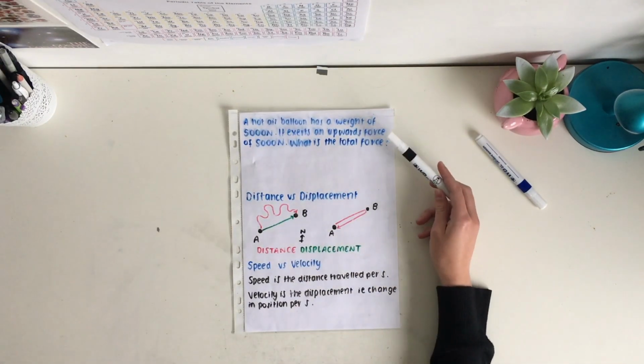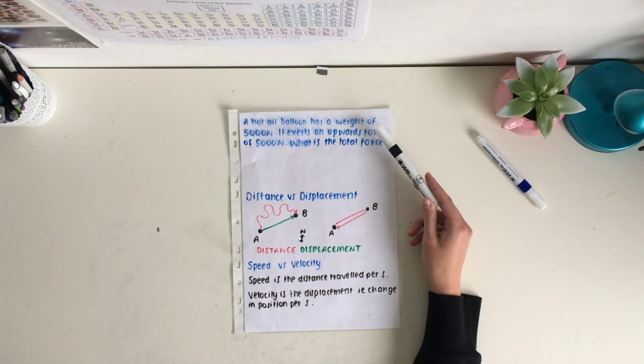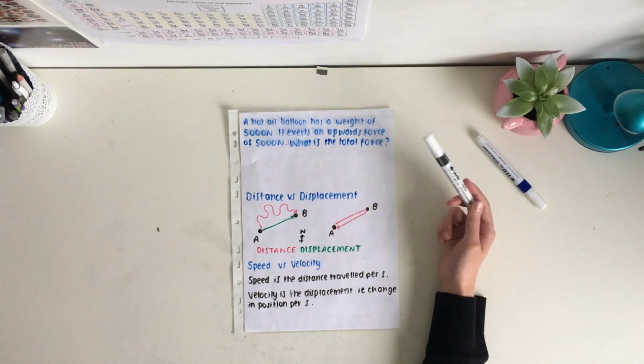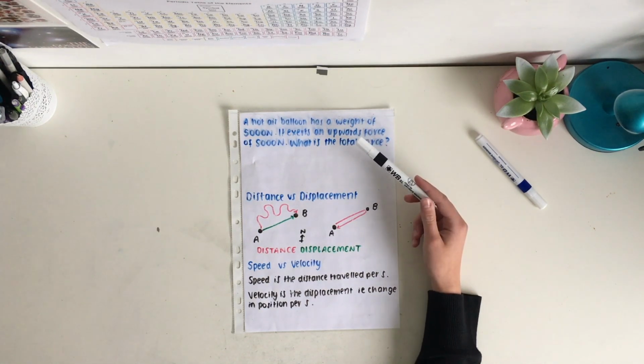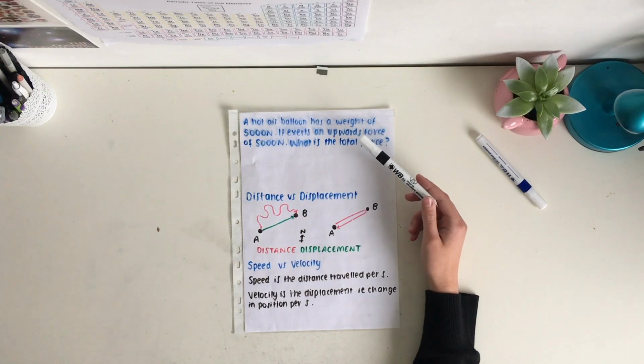A basic example of a vector question. A hot air balloon has a weight of 5,000 newtons. It exerts an upwards force of 5,000 newtons. What is the total force on the balloon? For this, the forces are acting in different directions as the weight acts downwards, so we have to assign one of them a negative value. For this example, let's say that weight is negative.